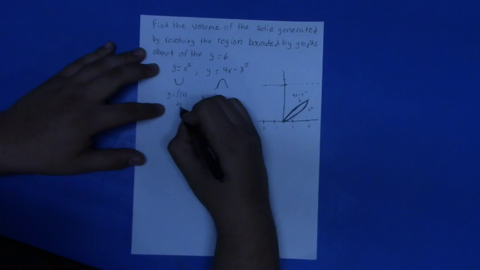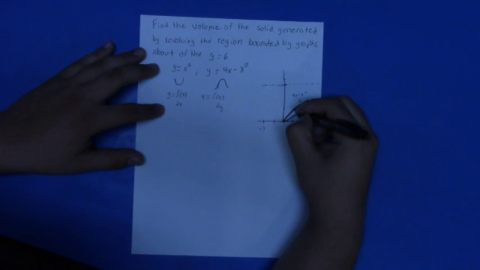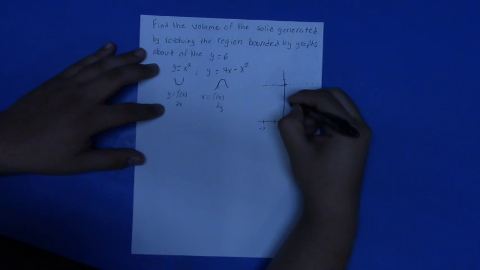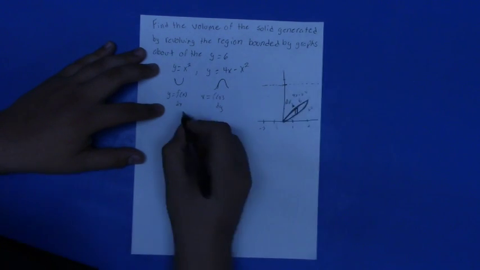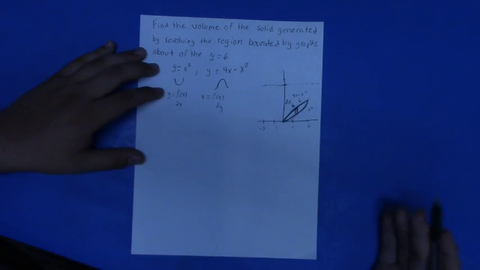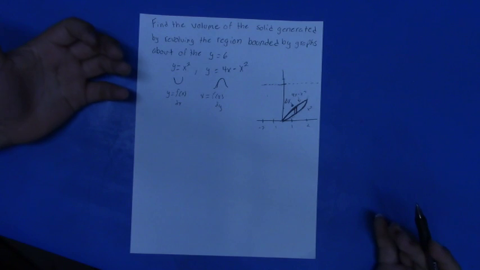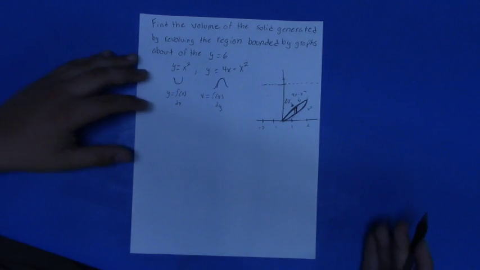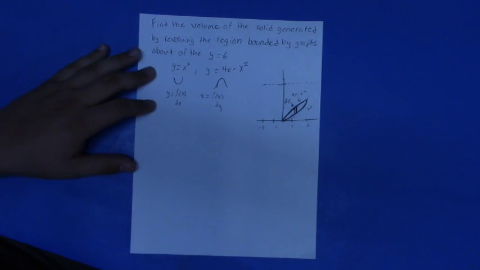So we know we're going to be dealing with a dx, and we're going to be using a vertical strip here. This strip right here is going to be delta x. It's already given to us, so there's no need to do any extra work. We're not going to be using dy.